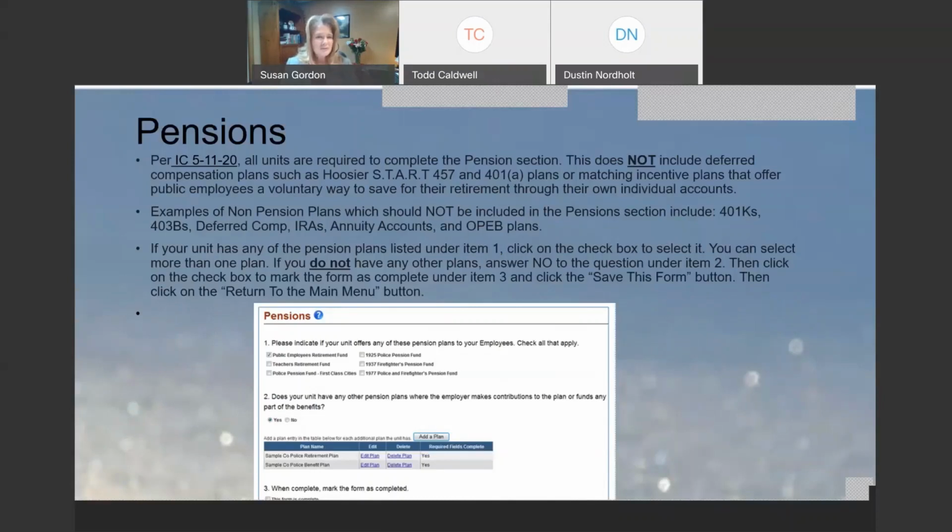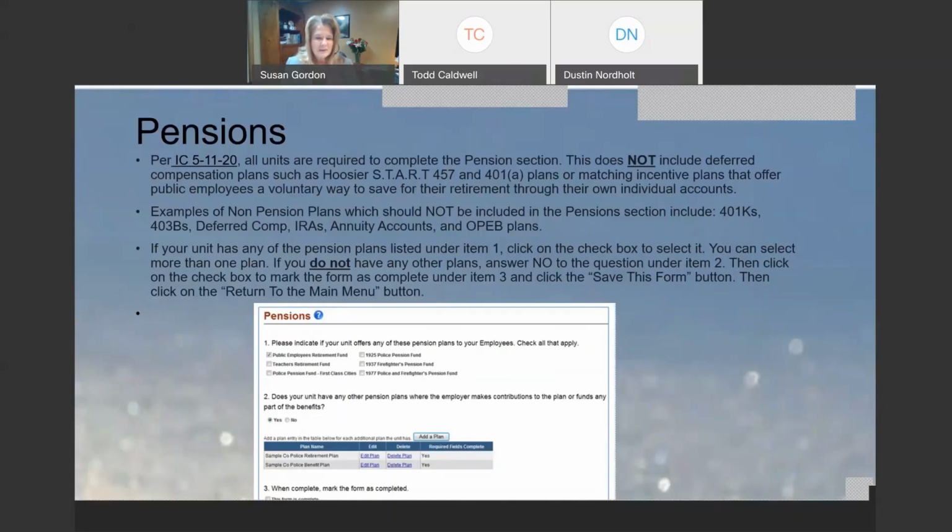Likewise, pensions, we haven't had too many questions on this year. You are required to complete the pension section. All units are. Pensions would not include deferred compensation plans like Hoosier Start or 457 or 401A plans.